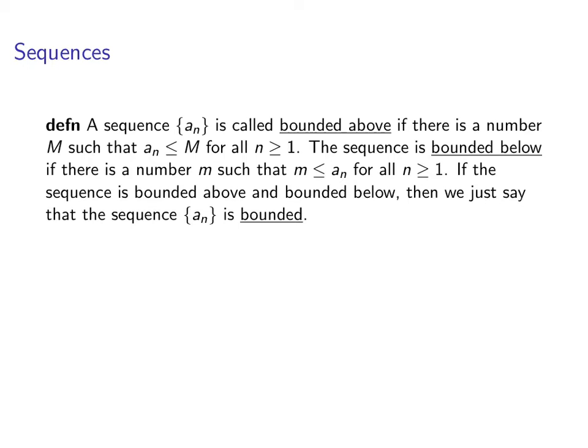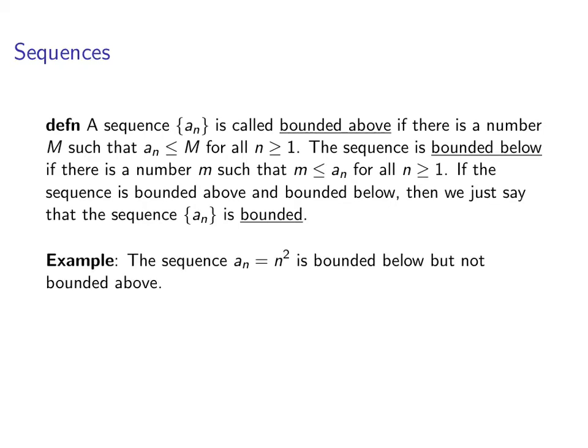And similarly, we can say that a sequence is bounded below if there is a number little m such that m is less than or equal to a sub n for all n. And that's just saying that there's some number where you don't go below that. Now, if the sequence is bounded above and bounded below, then we're just going to say that the sequence is bounded. So bounded means it doesn't go above something, it doesn't go below something.